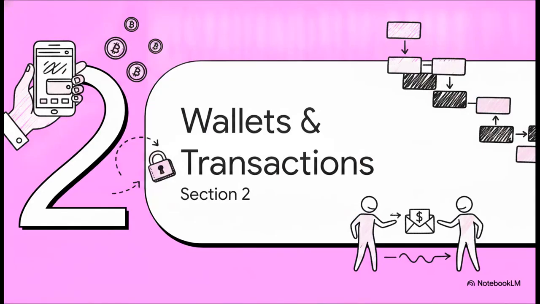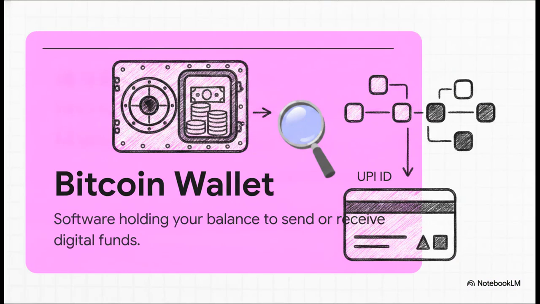Moving right along to the practical application of the technology. Section 2, Wallets and Transaction Process. To actually use Bitcoin, you need two basic things: a Bitcoin wallet and a Bitcoin address. Let's connect this to everyday life. Your Bitcoin wallet is basically just like your traditional bank account. It's the software that holds your balance. And your Bitcoin address? That's exactly like your bank routing number or a payment app ID. It's the unique string of characters you give to someone else when you need them to send you funds.